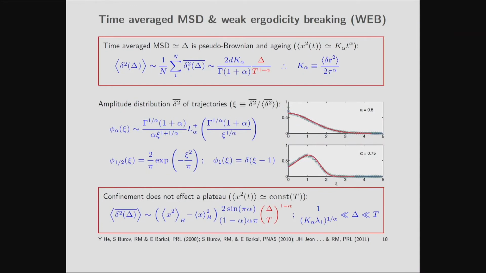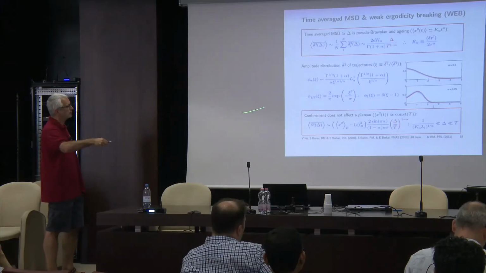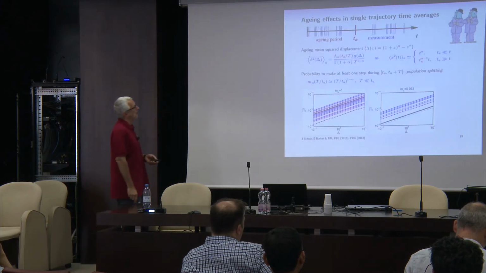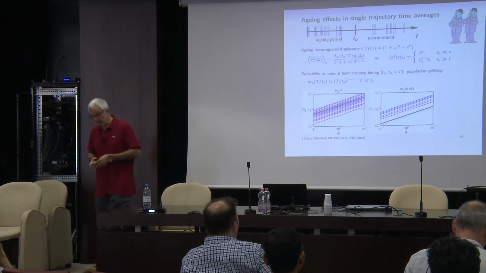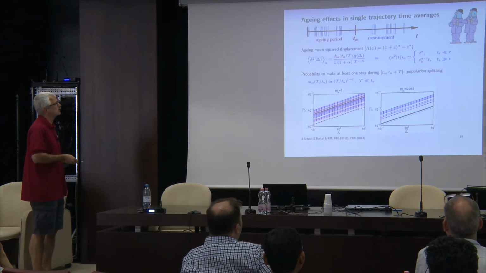Now you get delta to the 1 minus alpha. So that's also quite funny behavior. When you plot the mean square displacement, you have the free part, which is linear in delta, then you have a crossover to delta to the 1 minus alpha. And this can actually be seen in experiment. I don't discuss it here.